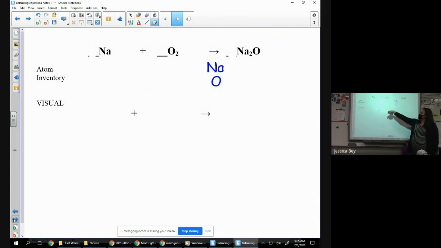Remember, on the reactant side, we're going to say how many we have. On the product side, we're going to say how many we have as well. How many sodiums do I start off with in my reaction? 1. Very good. How many oxygens do I start off with? 2. How many sodiums do I end up with? 2. And how many oxygens? 1. And again, you cannot change the formula. Sodium oxide has to be Na2O. It's the way it has to be, so we have to balance around that.